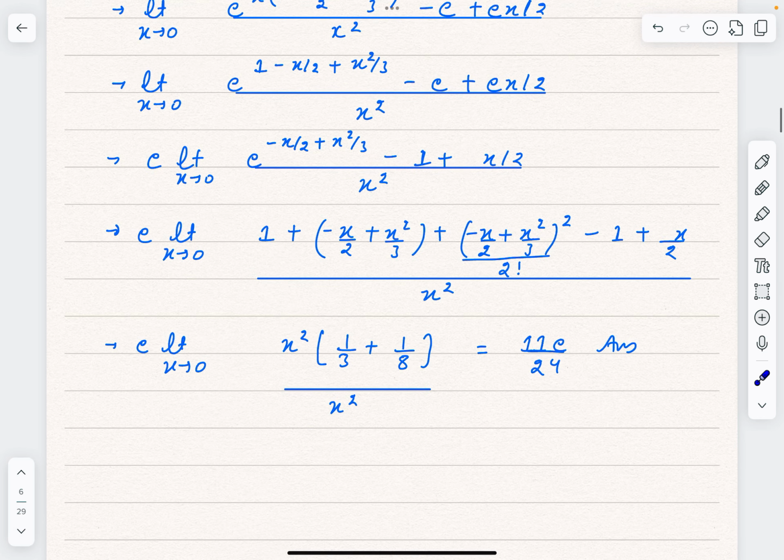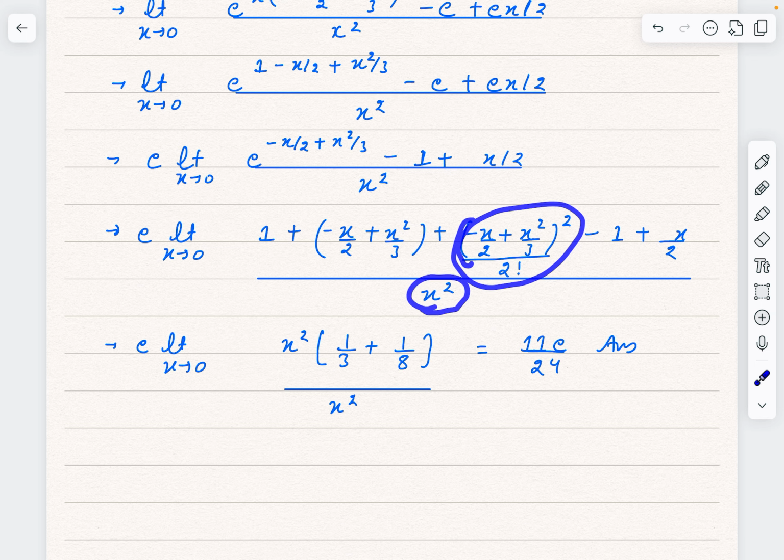Again, we use expansion here. Expansion of e power x will be 1 plus x plus x square by 2 factorial and so on. Again, we expand up to square only because higher power will not be required. So 1 plus minus x by 2 plus x square by 3, plus minus x by 2 plus x square by 3 whole square by 2 factorial, minus 1 plus x by 2. When you expand all this, this will get cancelled out. You get x square into 1 by 3 plus 1 by 8. All the higher powers of x we will ignore. It goes in the denominator here, x square. So this x square will cancel. We get 11 e by 24. E was outside.